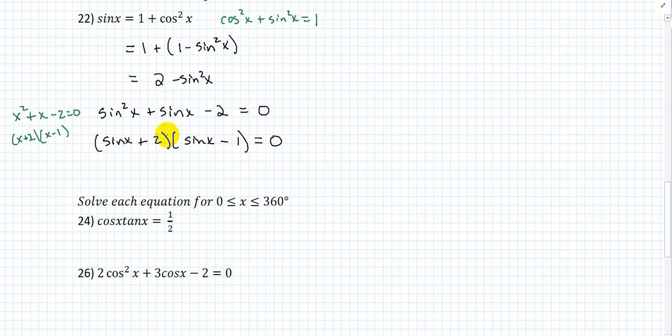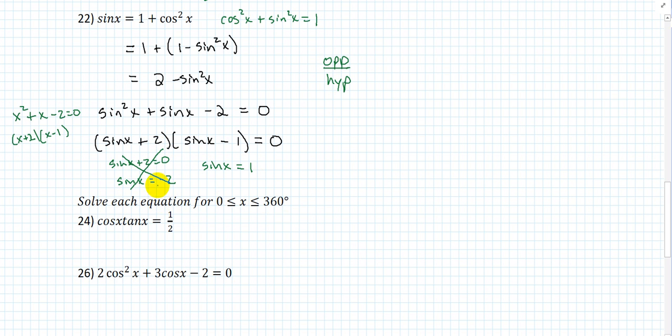And again, we're in the principal value section, so we'll see if both of these work. If I set this equal to 0 and solve, you can see sine x equals negative 2. If I set this one equal to 0, you can see sine x equals 1. Okay, and we've got to remember that sine is opposite over hypotenuse. So one of these actually doesn't work. The one that doesn't work is negative 2 here. That's impossible.